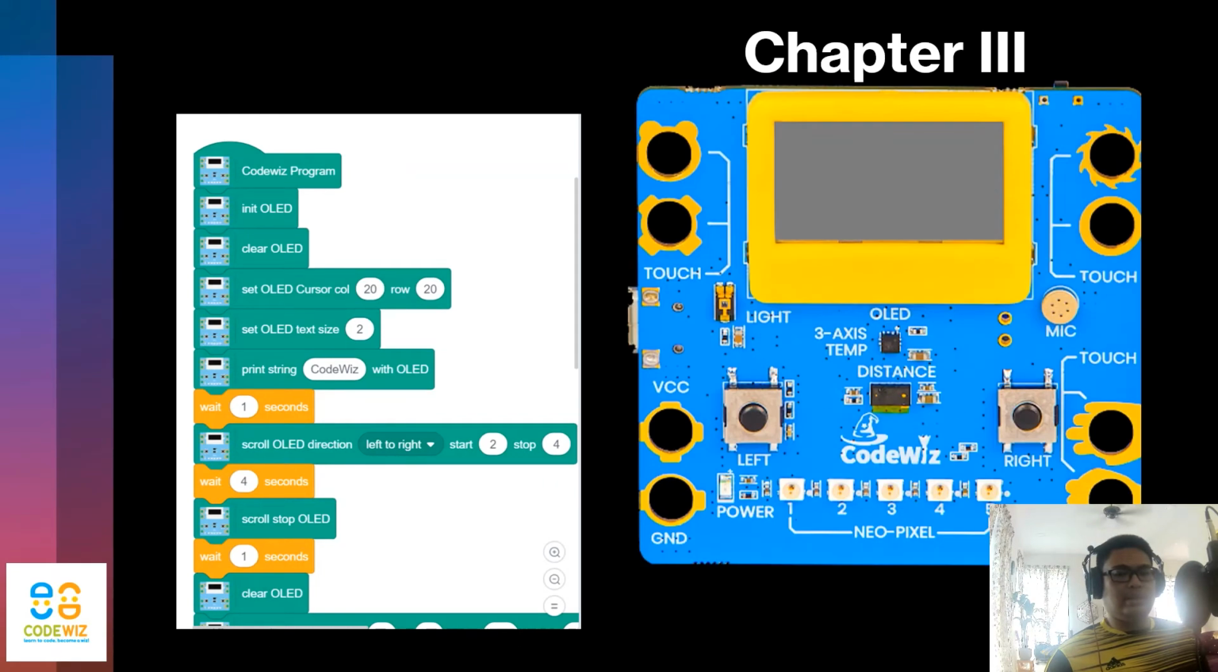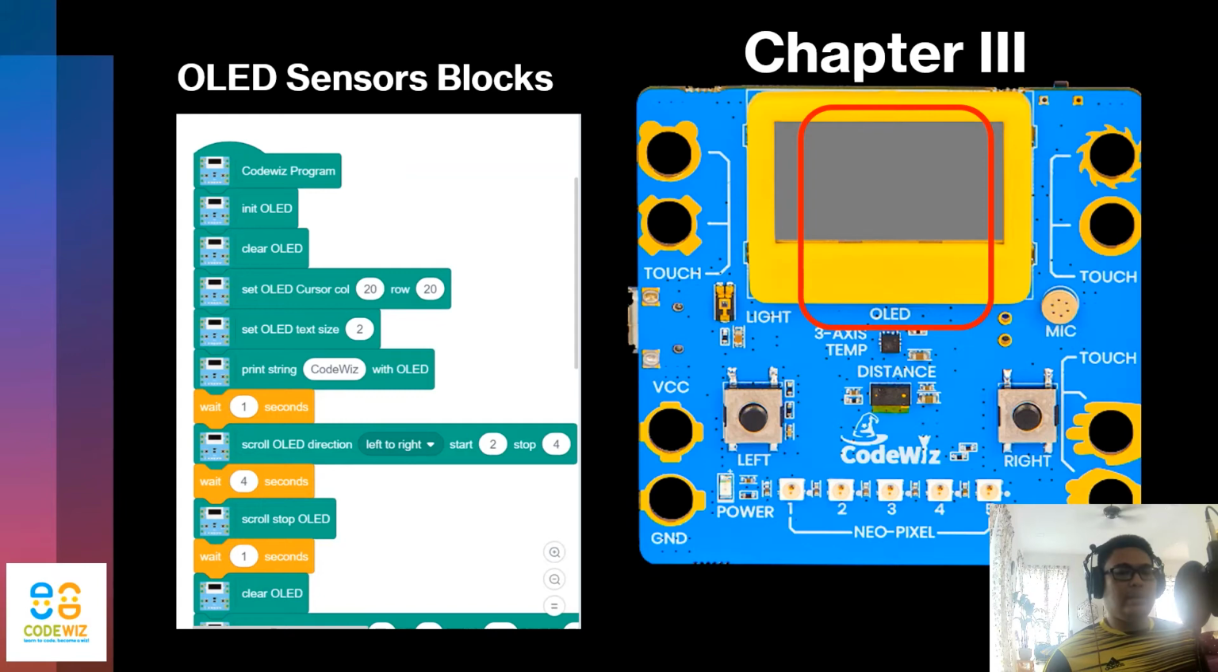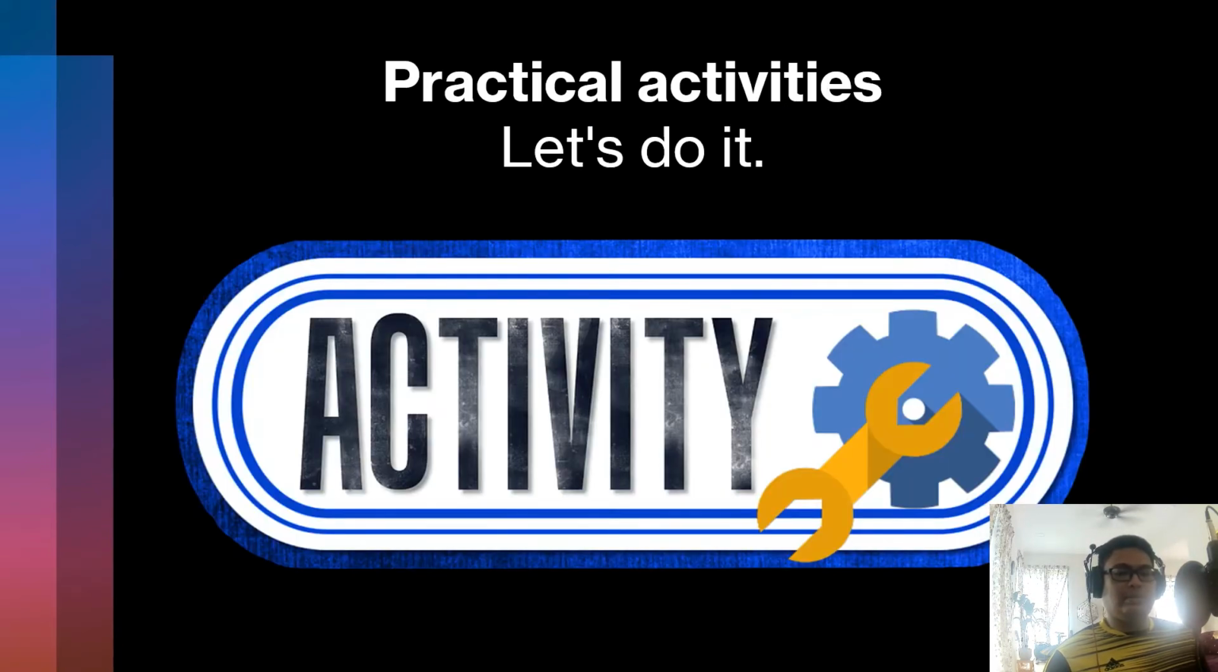Next sensor is the OLED sensor block. We have a 5-inch OLED sensor here. So we can make the OLED show various things, like a string, a shape, a games block, and everything. Also, I will show you in my video.